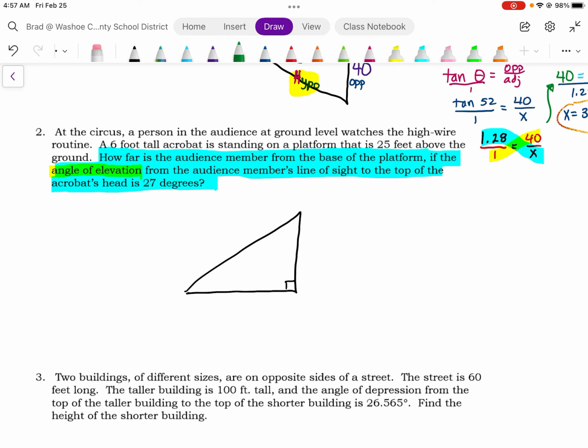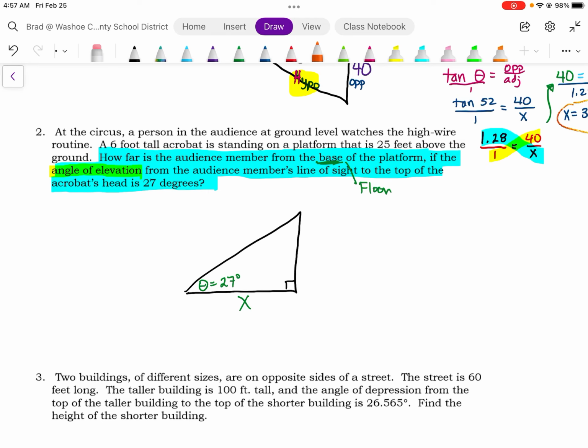All right, so it says the angle of elevation, so remember our theta is always right here because it's right next to the flat line, is 27 degrees, okay? And I'm looking for how far the audience is from the base of the platform. So the base of the platform, I always think the base is on the floor, okay? So I'm going to go ahead and say that my base is going to be this part right here.